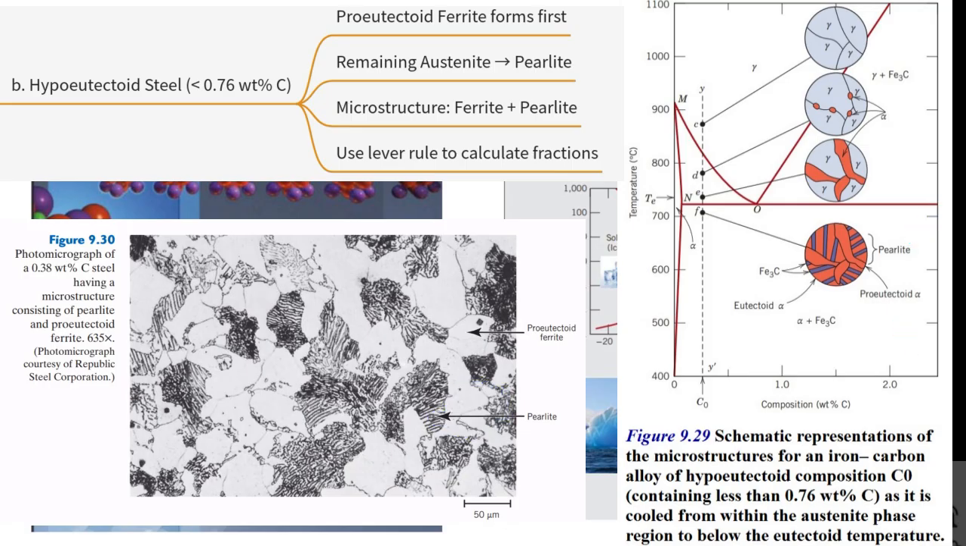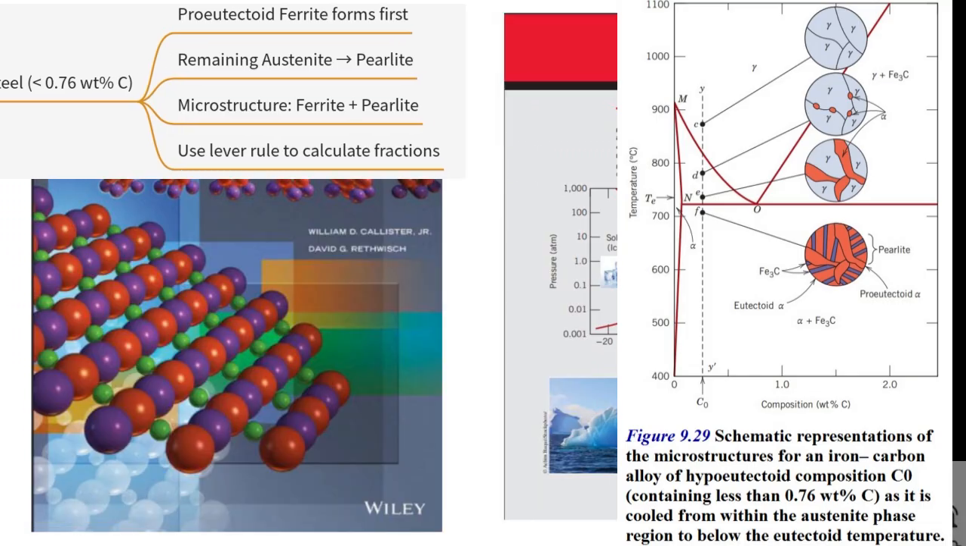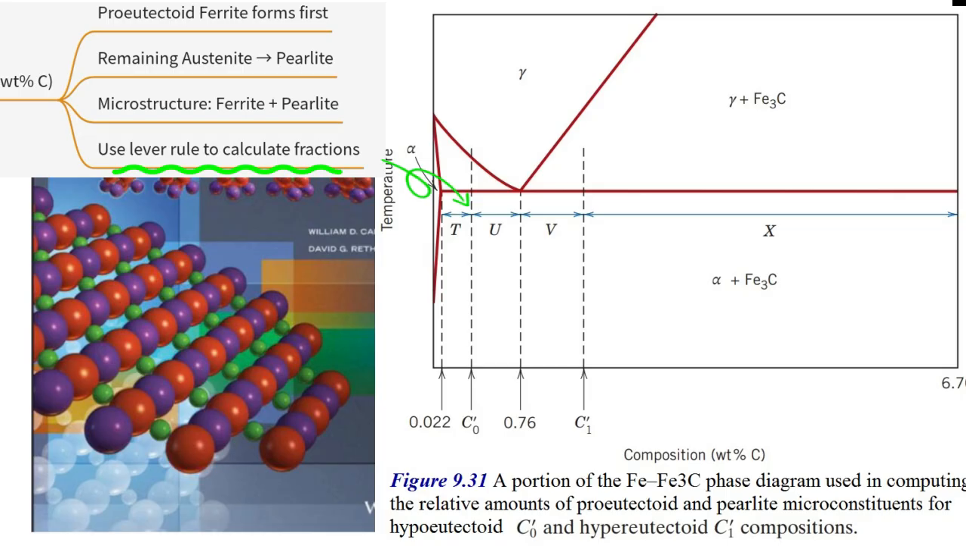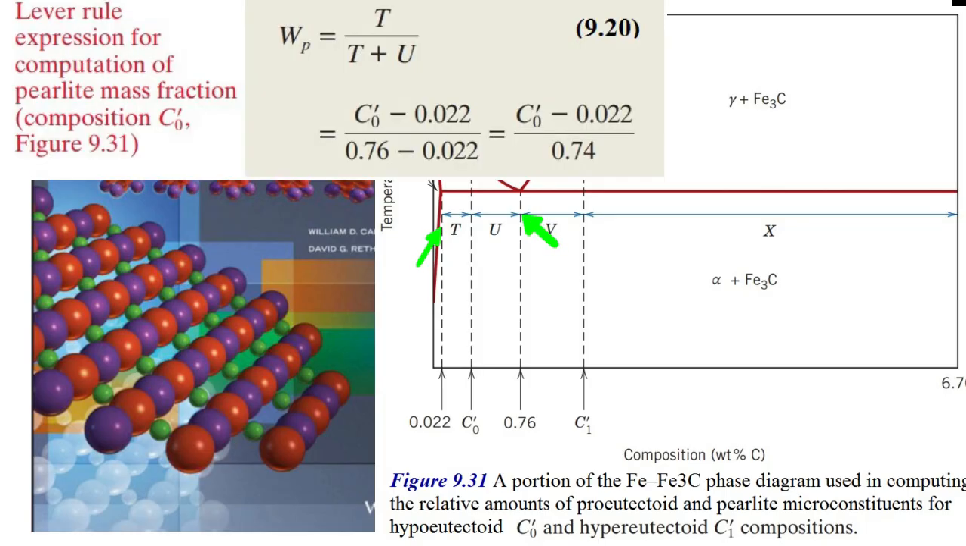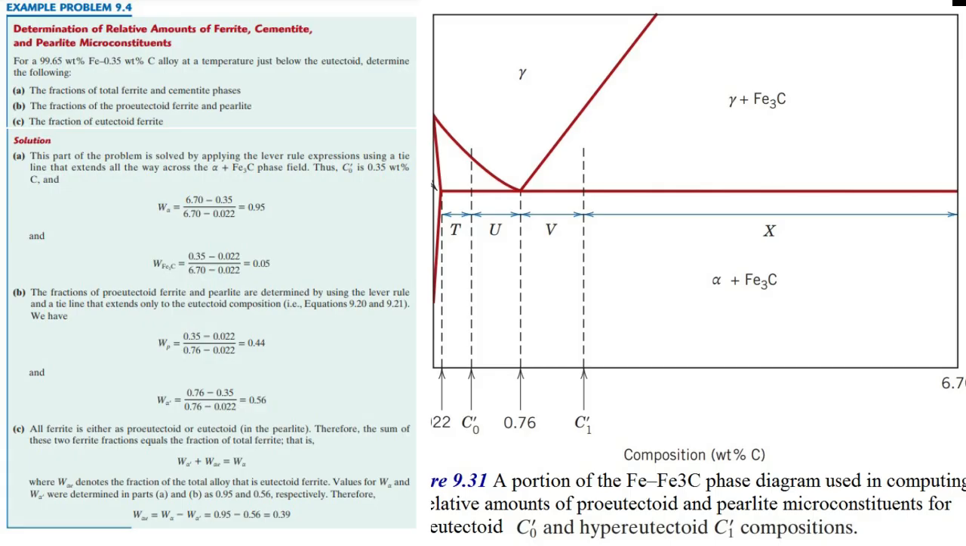Exactly right. And the source explains how we can figure out how much of each we have, using the lever rule applied just above the eutectoid temperature on a specific tie line, shown conceptually in figure 9.3. A lever rule, okay. We can calculate the relative mass fractions. The tie line essentially spans from the ferrite composition, 0.022% C, to the eutectoid composition, 0.76% C. Equations 9.20 and 9.21 give the fractions of pearlite, Wp, and proeutectoid ferrite. The book even works through example problem 9.4 for a 0.35 wt% C alloy, showing you get about 56% proeutectoid ferrite and 44% pearlite by mass.